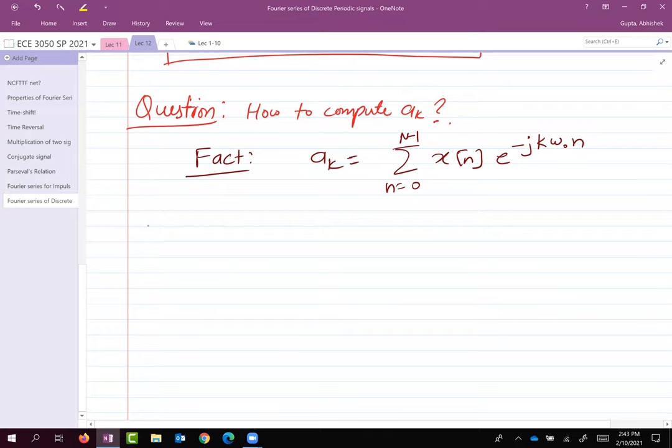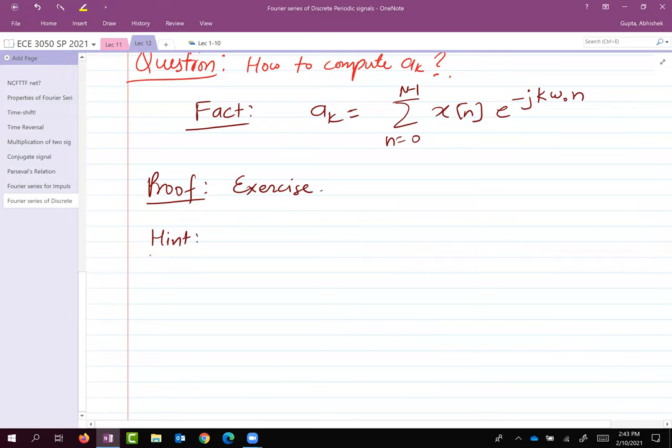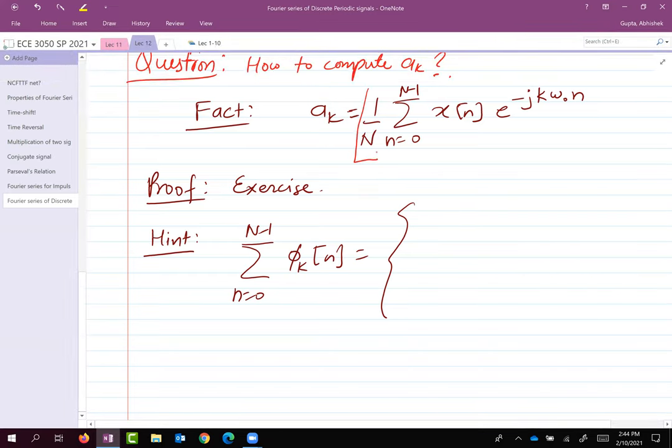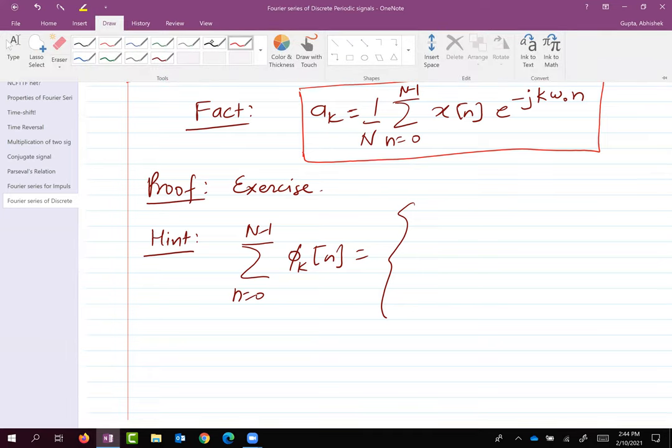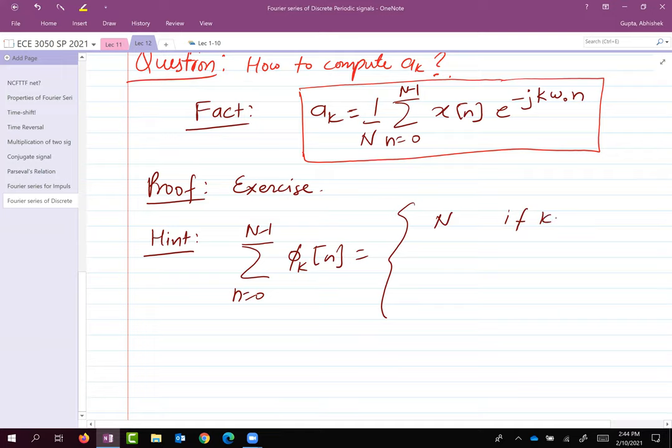While I'm going to leave the proof as an exercise, I am going to give a hint. If you look at the summation for n equals 0 to capital N minus 1 of phi k of n, I'm missing a 1 over N here. So please do note, there is a 1 over N in the definition for a k. No, this is incorrect. k equals 0, plus or minus N.